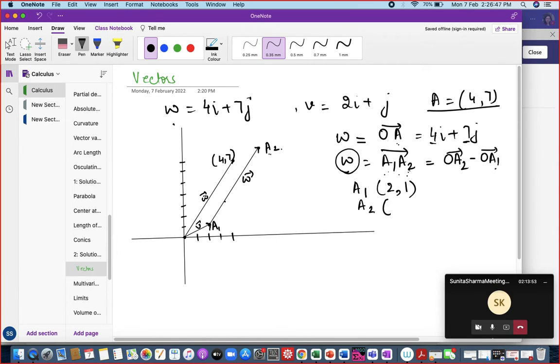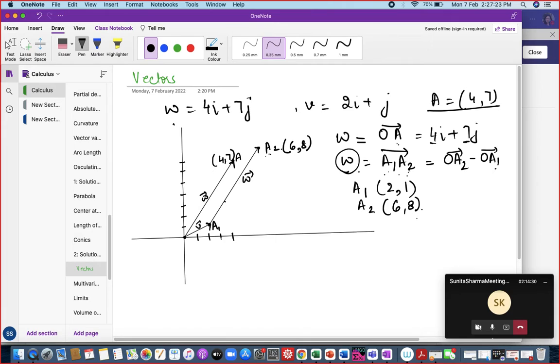Initially I wrote my W like this. Okay, now I'm just translating it here. So what will be the coordinates of the terminal point A2? It's 6 comma 8. So how did you know that? You have increased your x by 2 units, so horizontally you have moved 2 units. And vertically you have moved 1 unit. So when you look at the coordinates of A2, it is 6 comma 8.